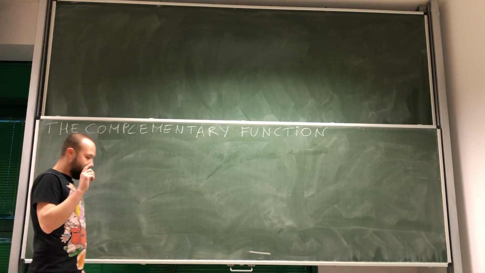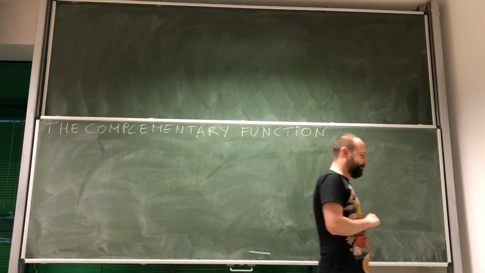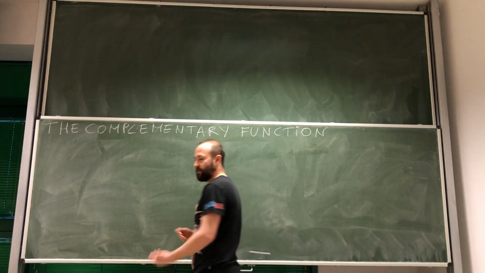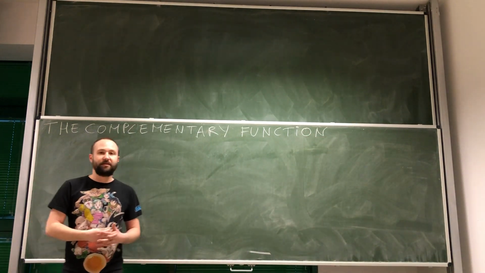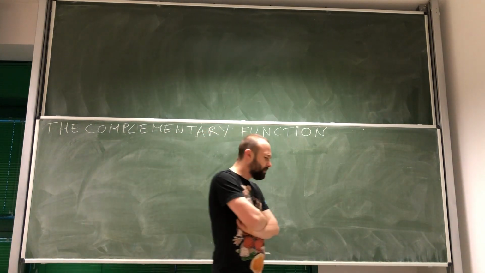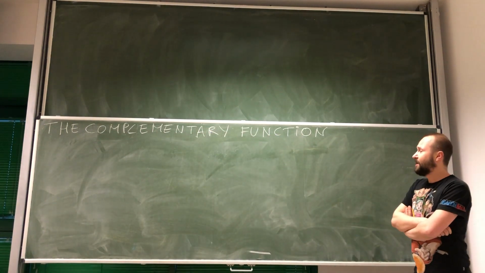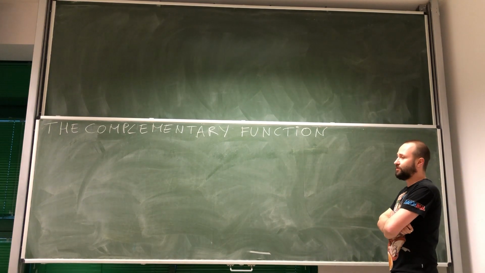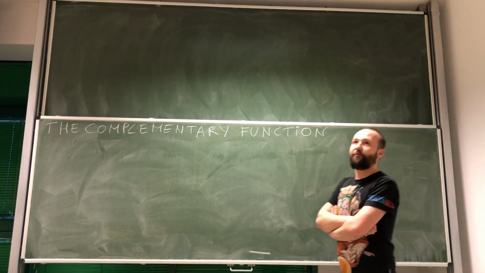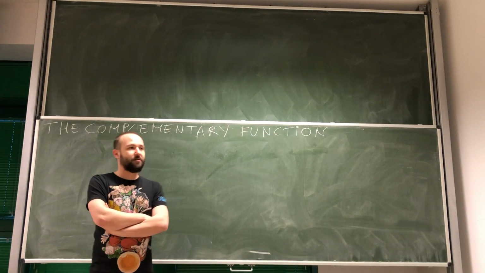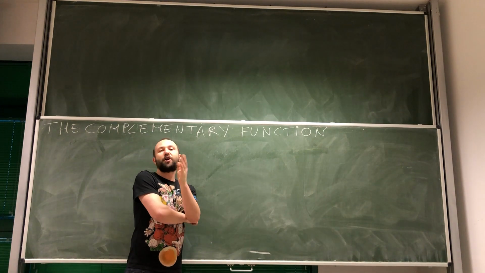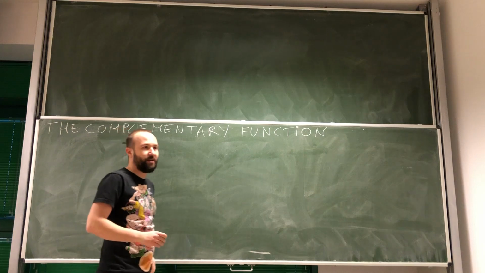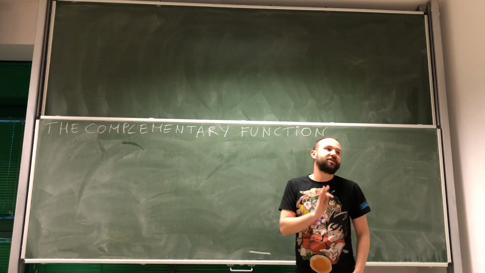Now, I hope you remember from our classes about first order differential equations that in order to find the complementary function, what we need to do is to solve the reduced equation, or a homogeneous equation. What do we mean by homogeneous equation? It's the equation that on the right hand side has got just 0.